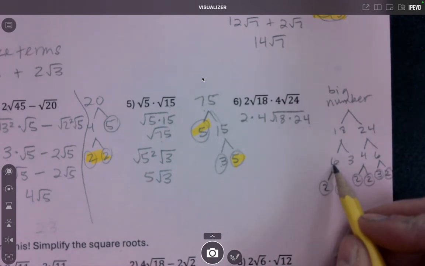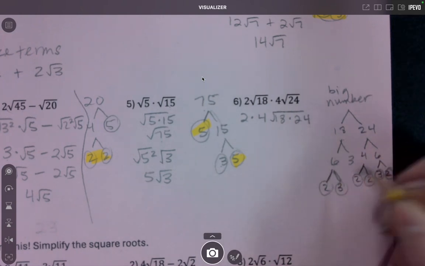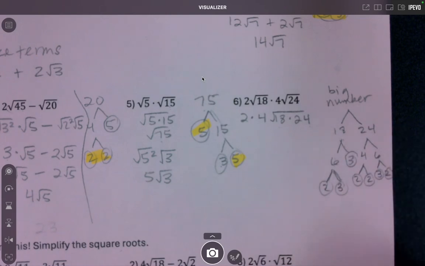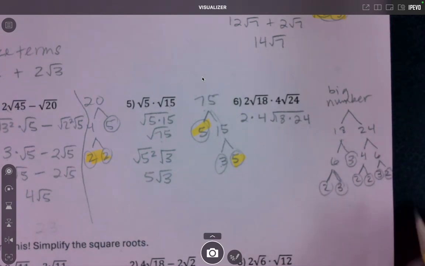I can't use this 6, right, because there are branches coming off of it. But this 3 right here is also the end. Same with the 4, I can't use that one. There are branches coming off of it, and the 6. But I'm left with all of these factors here. So let's see what's going on.